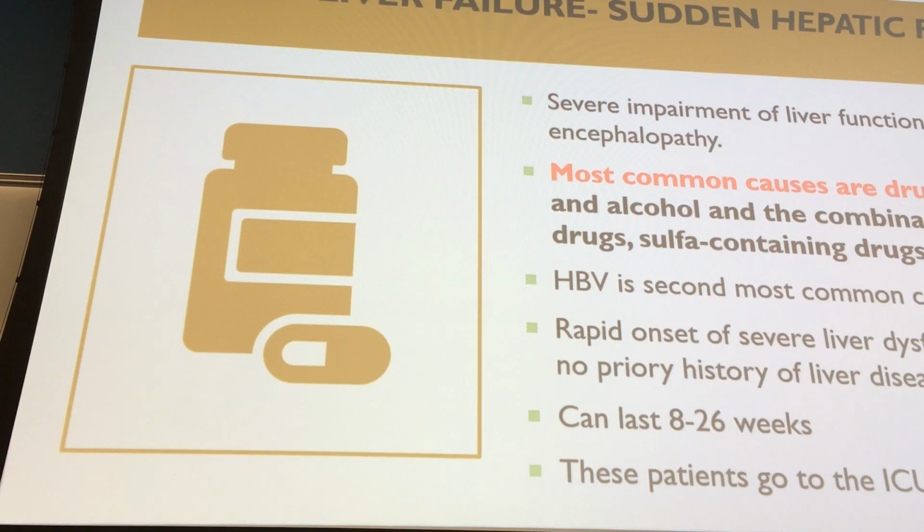and hepatitis B is also the second most common cause. But the thing I want you to get out of here is that the most common cause of acute liver failure is acetaminophen, okay? It's not drinking, okay? Could be a combination of the two, but believe it or not, it's not alcohol.